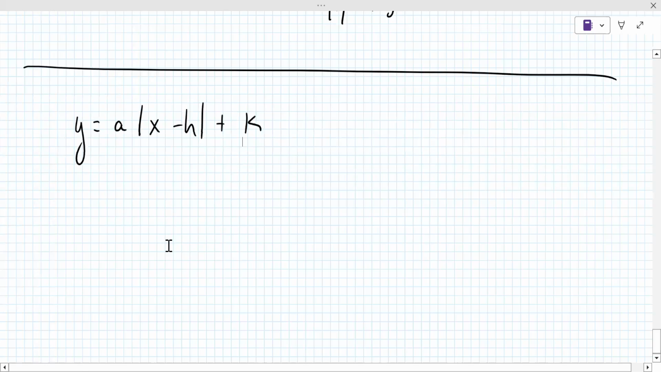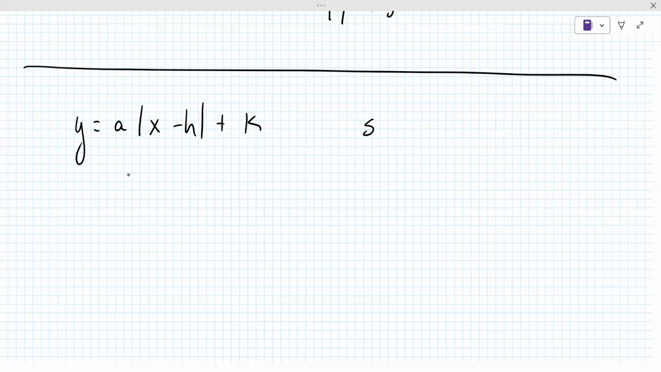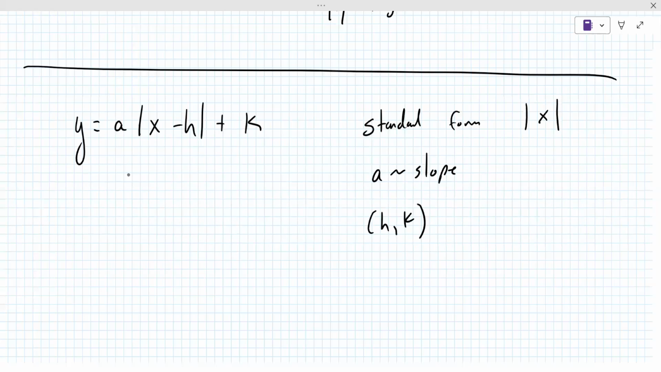Can you tell me what this represents? If you know, if you don't, that's okay. It's the form. A is kind of like the slope, and the H and K is your vertex. Yes. So A kind of refers to slope, but H comma K for sure are the vertex.